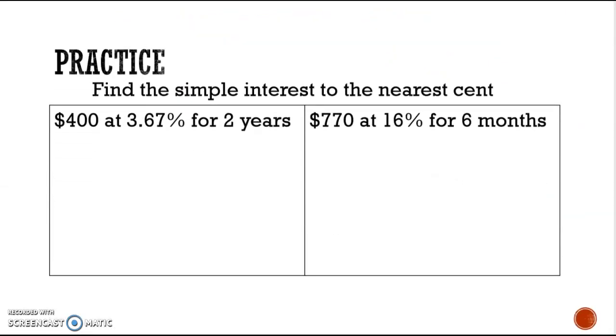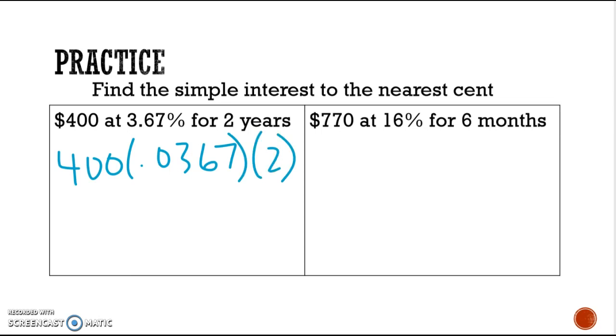So what I want you to do is stop the video, try these 2 problems, and when you're done you can unpause it and hear my explanation. Alright, so if we use our formula, it is 400 is what you put in, 0.0367 is your decimal, and it is 2 years. So when we multiply 400 times 0.0367 times 2, this gives us an answer of $29.36.